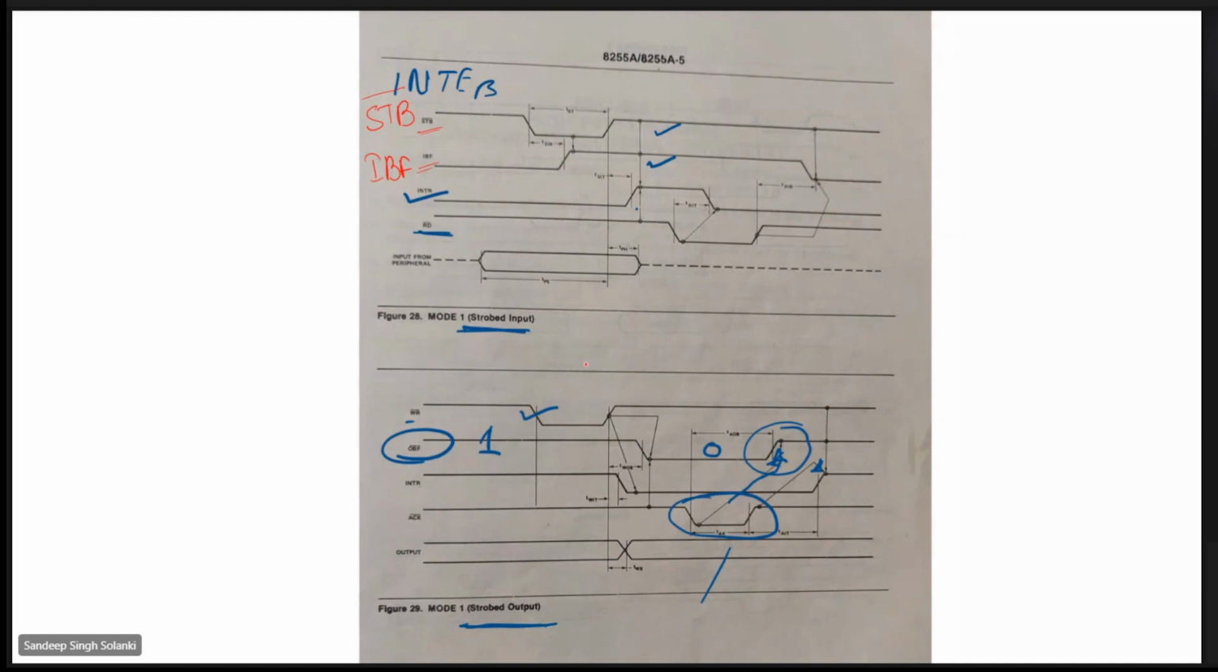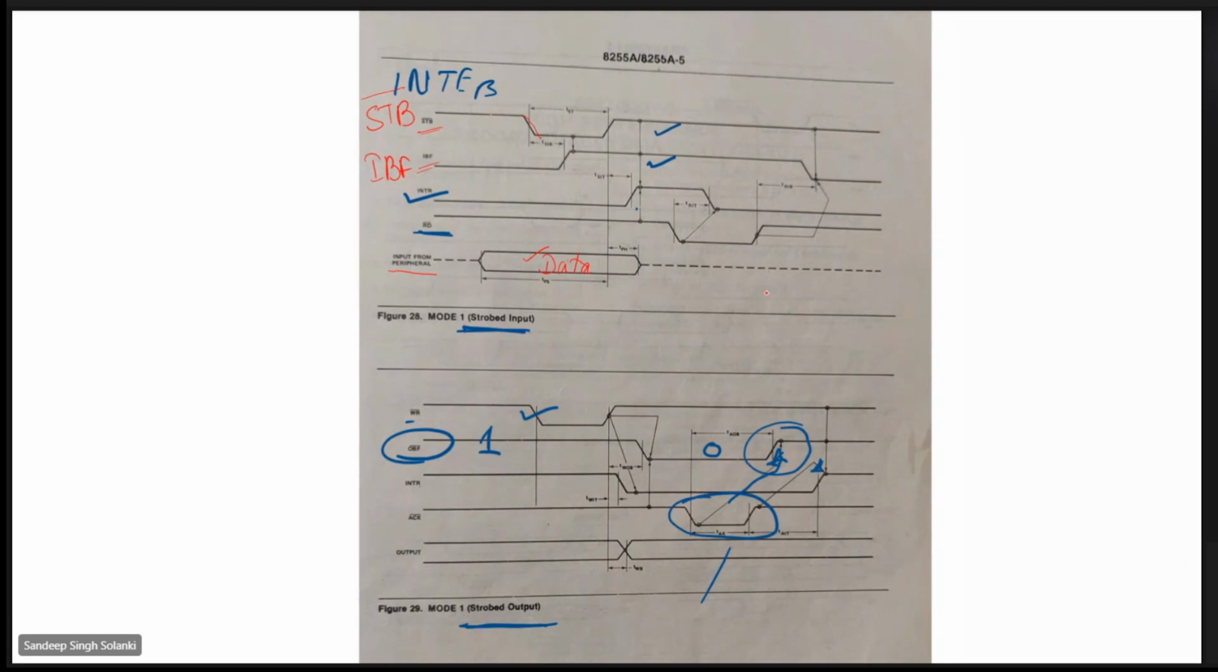So try to recall how the operation begins. Whenever your peripheral is ready with the data, it will send the strobe. So you can see here the strobe is being sent. And along with this strobe signal, you find that the data is also available. This is the data. And where are you getting this data from? You see here, it is written: input from peripheral.